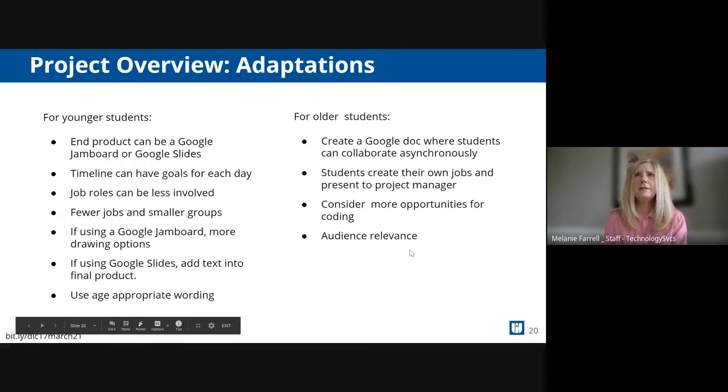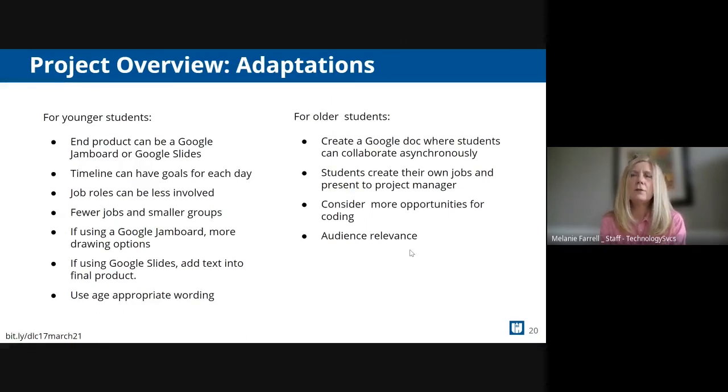And that takes us to this project overview, Adaptations. I know we're running short on time. This new 30-minute format is tight for us, but I don't want to miss some of these great points at the end. So hang out there with us for just a few more minutes.